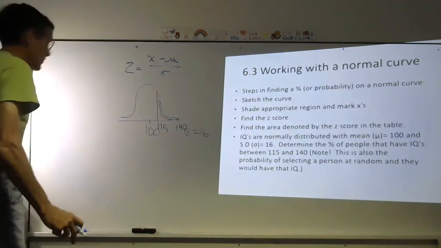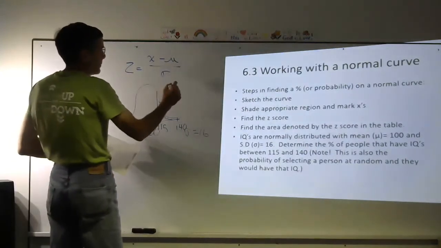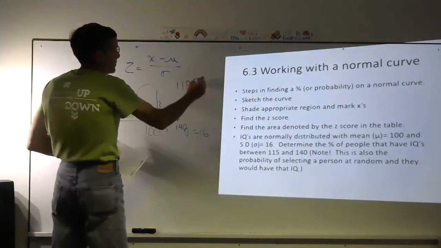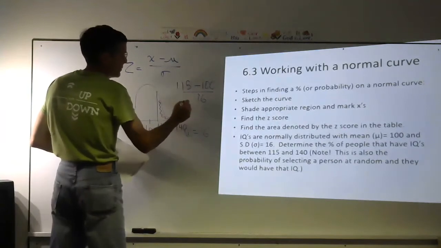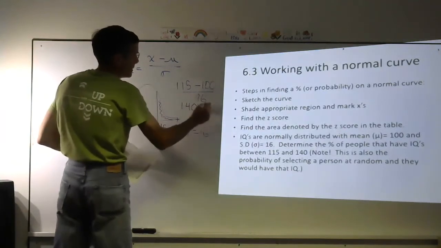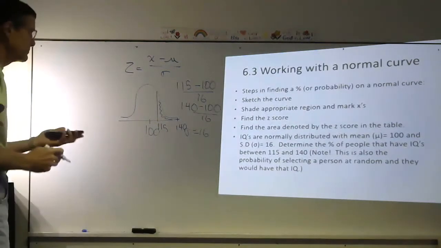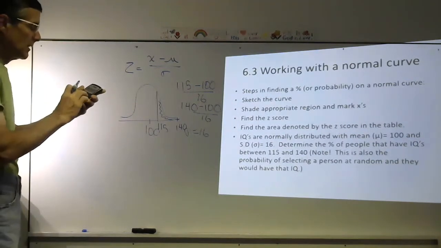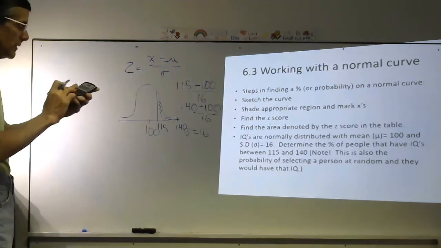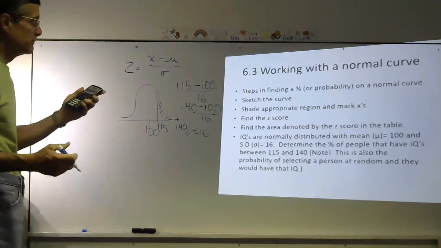Okay, so now all I've got to do is get my trusty Z-chart. I want to use the formula here: 115 minus 100 all over standard deviation of 16, and 140 minus 100 all over 16. So let's do it. 115 minus 100 is 15 divided by 16. I get, it would help if I turned it on, 15 divided by 16 is 0.94.